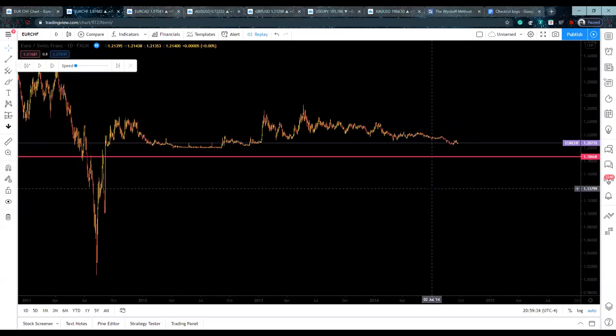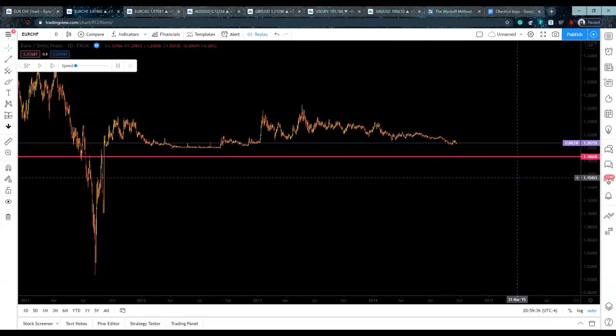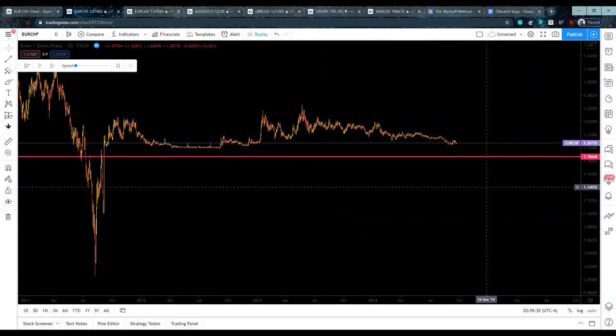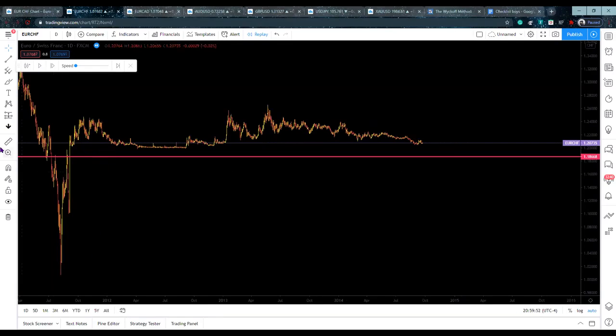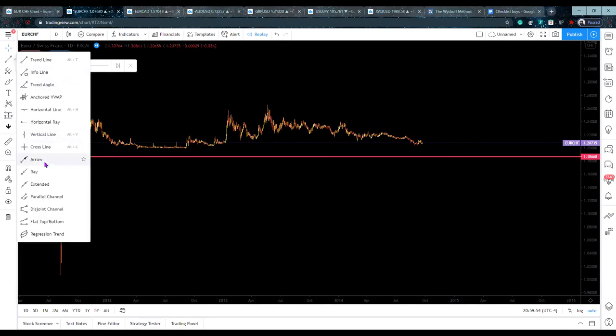Now, if you know that banks say, hey, we're not going to go below this level, to every single retail trader in the world, what are they going to do? What do you guys think all of our retail traders did? They bought. What do you think they bought?